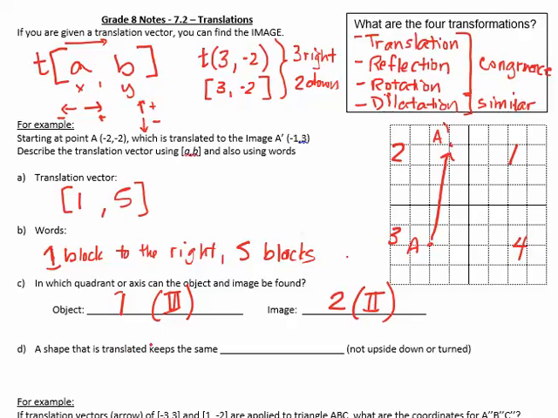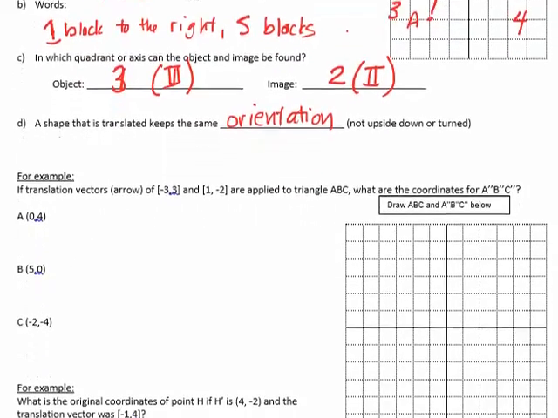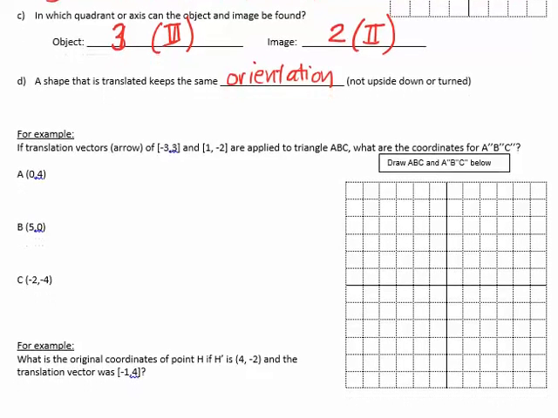Either one of these works. Letter D, a shape that is translated keeps the same, this is what we call orientation, which means it's not turned, it's not flipped. The actual letters stay in the same order. They're not turned around in any way. So that means they keep the same orientation. So let's do these couple of examples here. You could pause the video just so that we can get the answers for this. So pause the video now, and I'll give the answers to you.